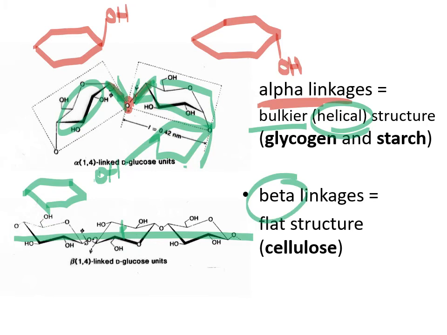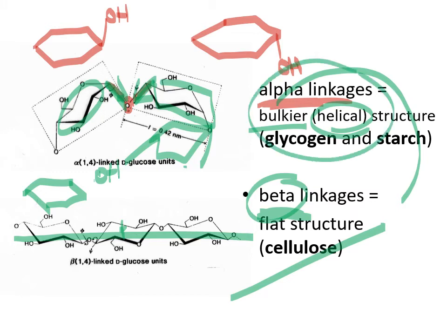So the takeaway is that alpha linkages are bulky and they tend to curl in on themselves. Beta linkages are off at an angle, and they can be quite long and linear and straight, flat structures. Because of this, we get two different large macromolecules when these linkages happen. With the bulky alpha linkages, we can make glycogen and starch. With the flat, straight-line way of doing it, we can get what's called cellulose.